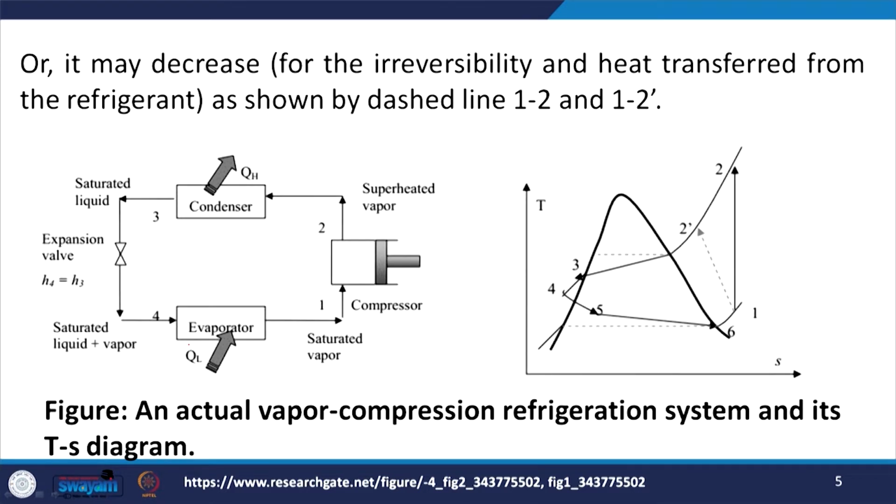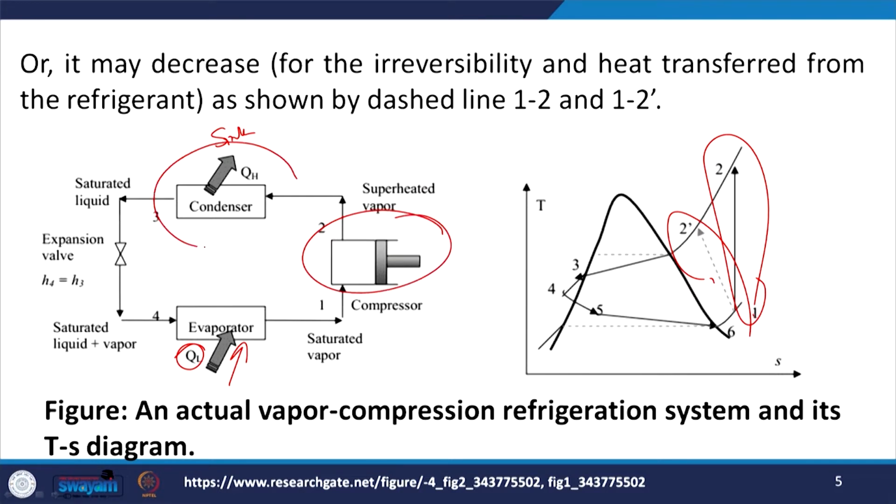Now here you see that in this particular figure, we have shown this in the dotted line from 1 to 2 and 2 dash. Now here this is the simple refrigeration system or vapor compression refrigeration system. Here you are extracting QL amount of heat from a body which is maintained at low temperature. So sometimes it is referred to as a source, and here this is the sink. So from the evaporator you are extracting QL amount of heat, and it is subjected to the compressor.